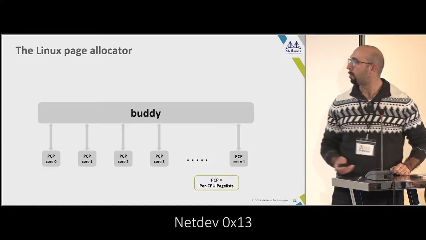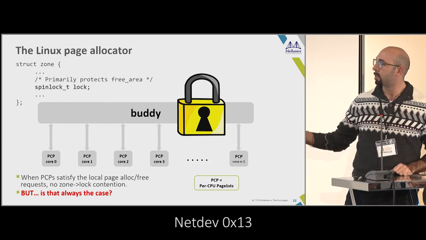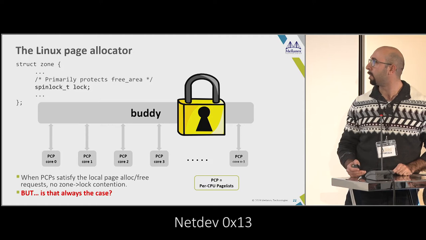Okay, so this is how it looks. One buddy allocator, many PCPs, one big lock.